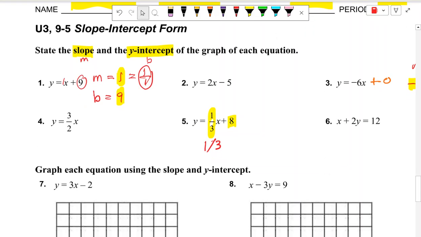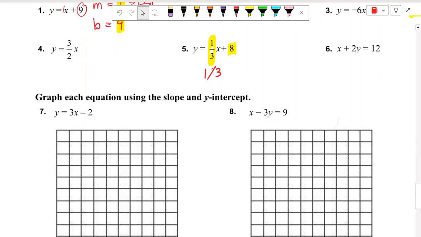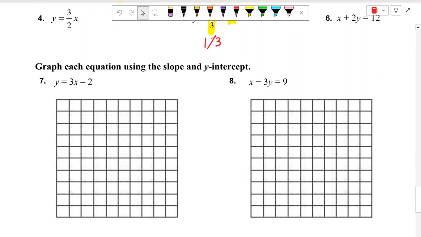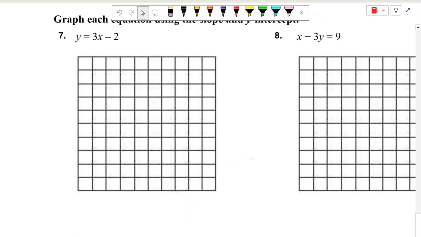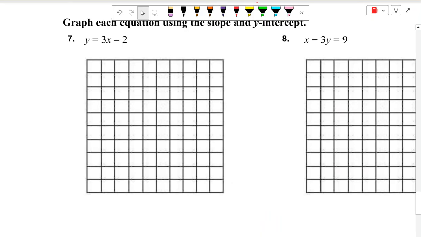Watch out for number 6. It's not ready to be entered in because that's standard form, so work on that first. After you finish those, which are really quick, you go down to number 7. It says graph each equation using the slope and y-intercept. But on these graphs, they don't have y and x-axis, so you've got to draw them in. I like just going to the center one and drawing my axes.